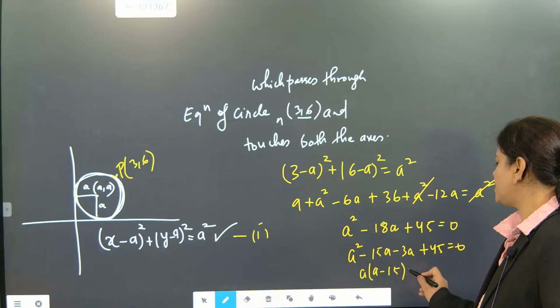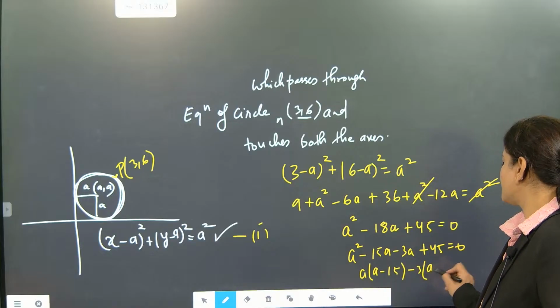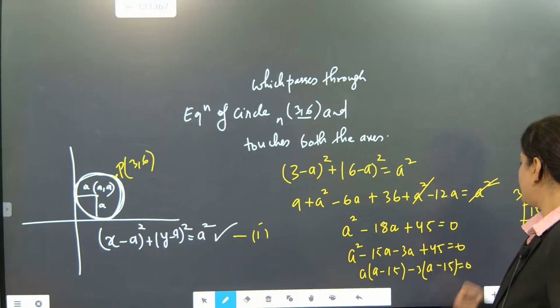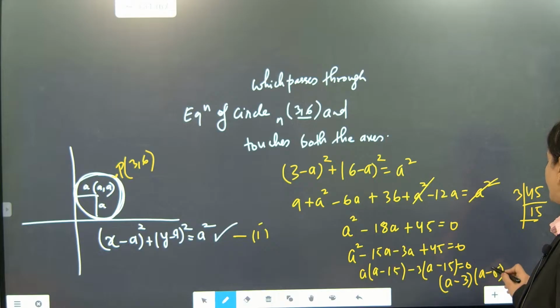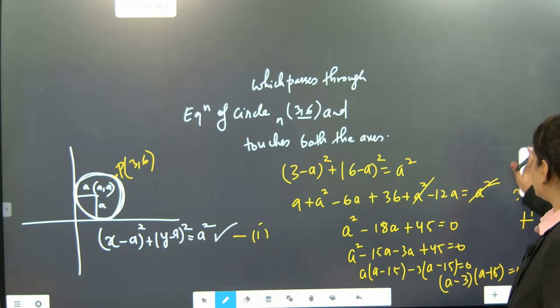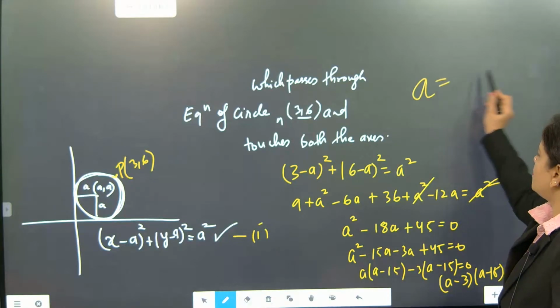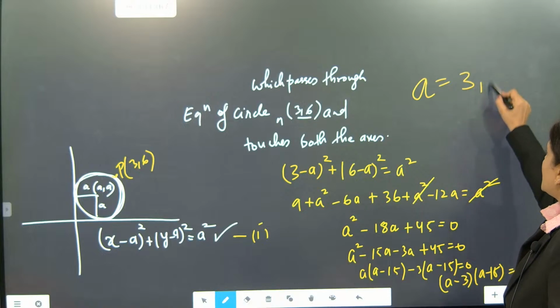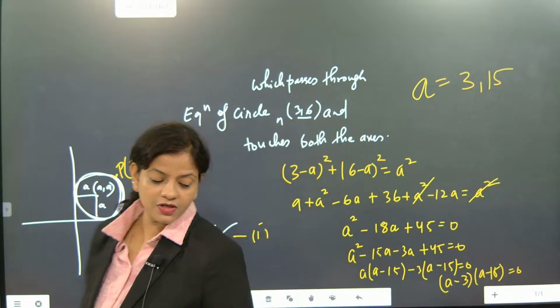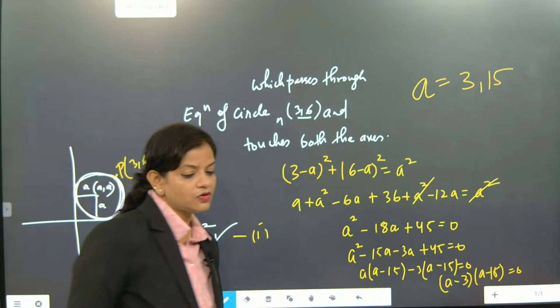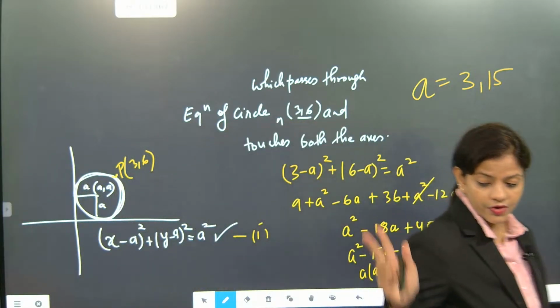So a square minus 15a minus 3a plus 45 equals 0, so a(a minus 15) minus 3(a minus 15) equals 0. So (a minus 3)(a minus 15) equals 0. What is the value of a we are expecting? The value of a is coming as 3 and 15. That means there will be two equations, so there will not be one equation of circle, there will be two equations of circle.